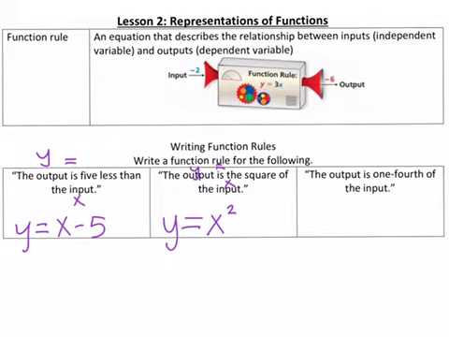The last one says the output is 1/4 of the input, so we have the output is equal to 1/4 of the input. So our output y is equal to. Now, if we have 1/4 of the input, if you try to remember your vocabulary from years past, of means multiply. I'll put a dot for multiply since I don't want to get it confused with our x. That means 1/4 times your input. 1/4 of the input. And that's your answer.